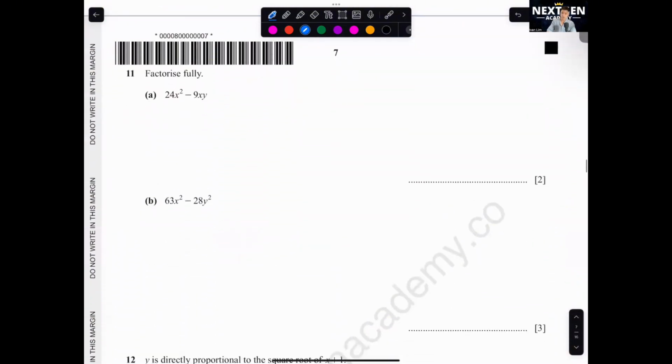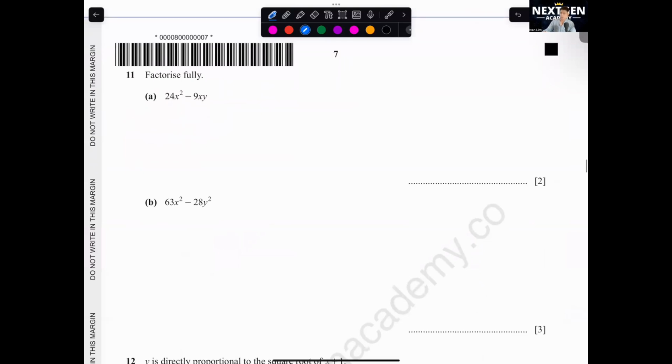Factorize fully 24x squared minus 9xy. Let's just find for this one the highest common factor. 24 and 9, there is 3. And then x. So 3 and x. So here will become 3x times 8x minus 3y.